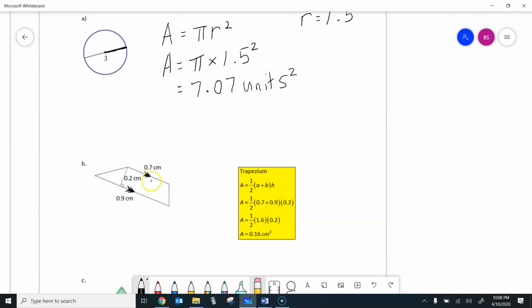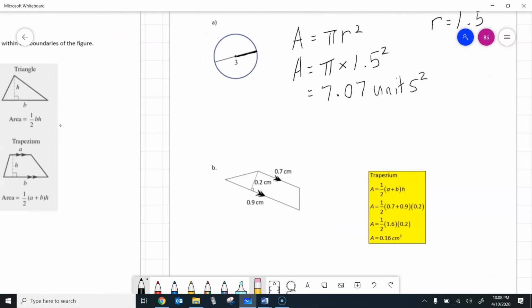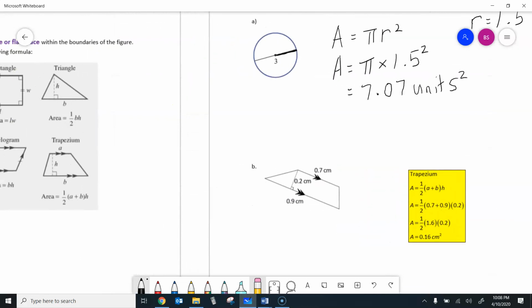B, this one here. If you have a look on the previous page, if you look back here, that is an example of a trapezium.